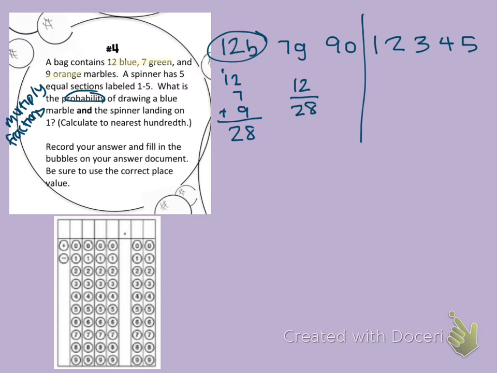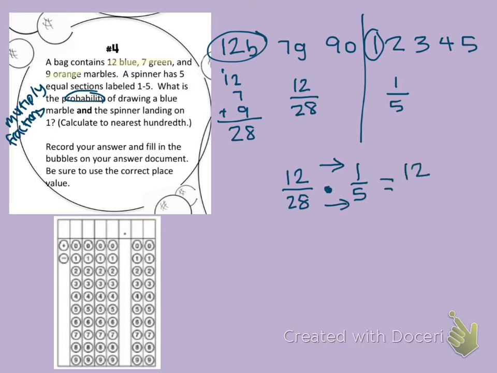But then also, what is the probability of landing on a 1? Well, there's only 1 out of 5. So we write our 2 fractions. Probability means we're going to be multiplying fractions here. So 12 over 28 multiplied by 1 over 5. Okay, so we're going to multiply straight across.